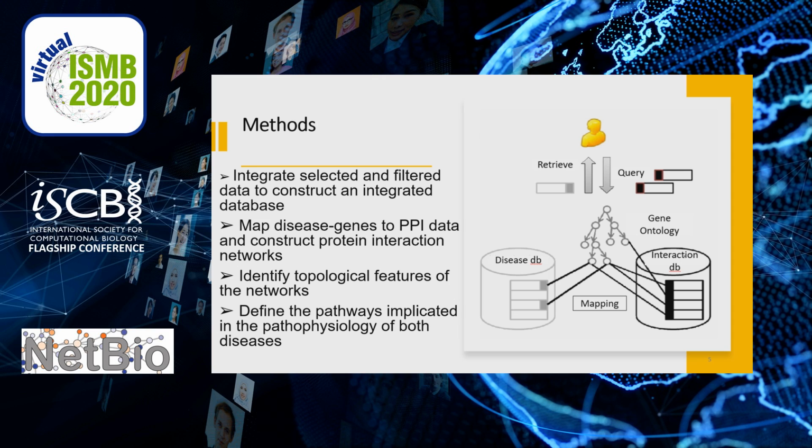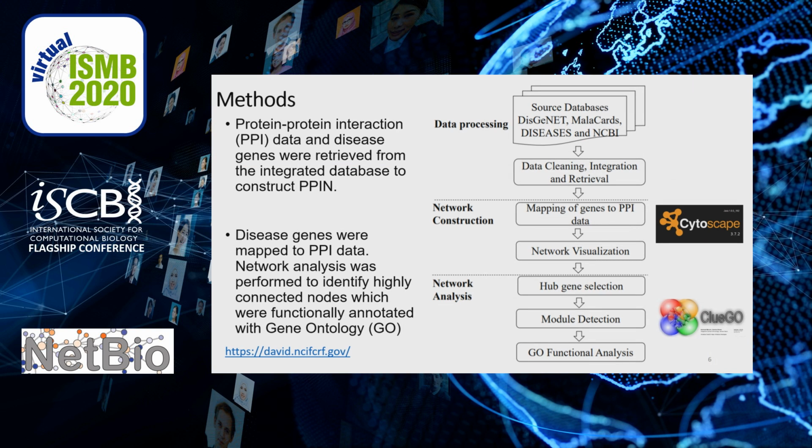Network analysis was then performed to identify the topological features of the genes involved in the networks. In order to define the pathways implicated in both diseases and their biological processes, we used the gene ontology for functional annotation. So this flowchart here gives an overview of the steps involved in the methodology.